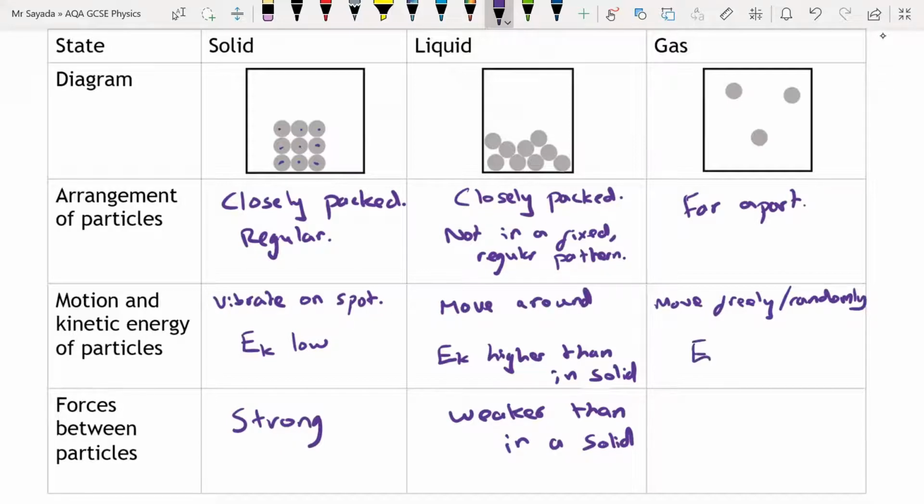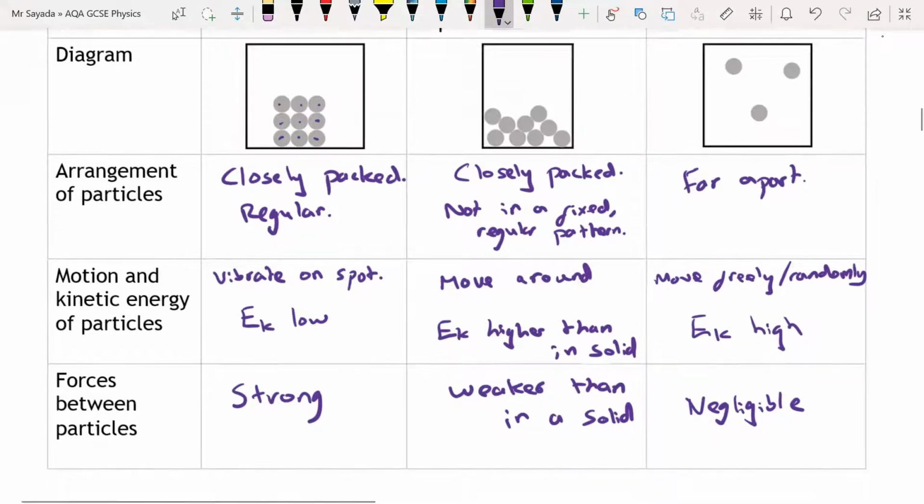And the kinetic energy of the particles is high. Forces between the particles are negligible. There is basically no force between the particles at all. So please mark your table, make the corrections, press play once you've done that. So you should now have a completed table of the arrangement, motion, and forces of the particles in solids, liquids, and gases. So let's move on to use these arrangements and motions and forces of particles to explain the properties of solids, liquids, and gases.